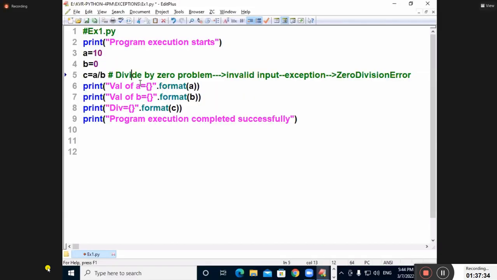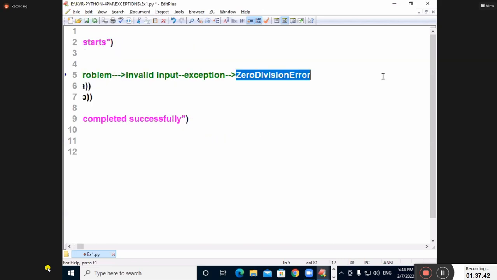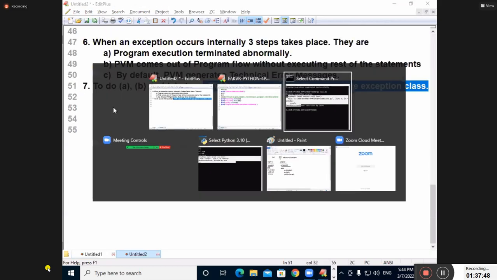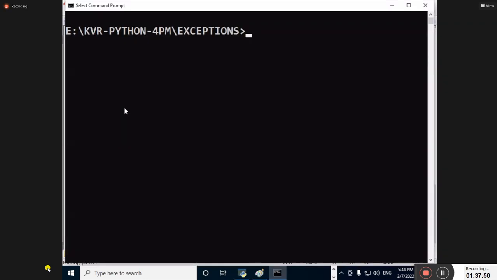Division by zero problem is taking place. Invalid input is called an exception. Which message is coming? One more example I will show you, my dear students. One more exception I will show you. Let us see, a shortcut I will show you.